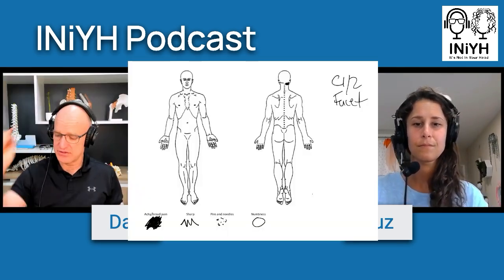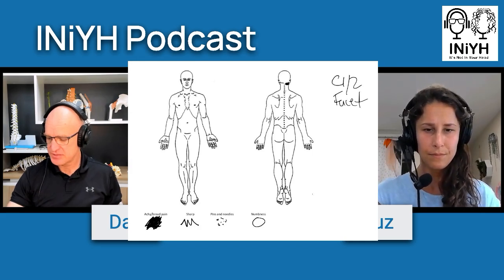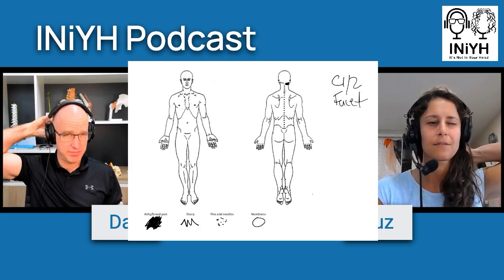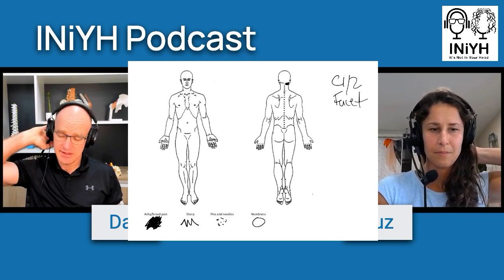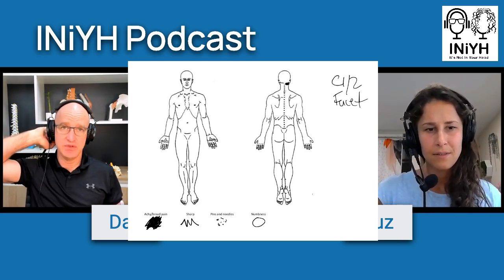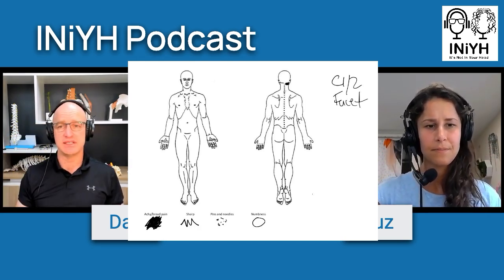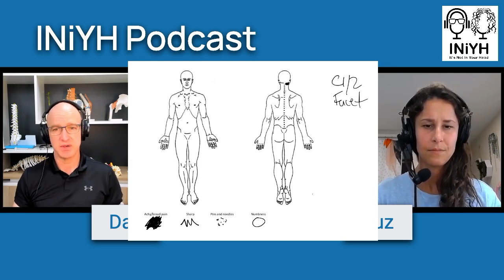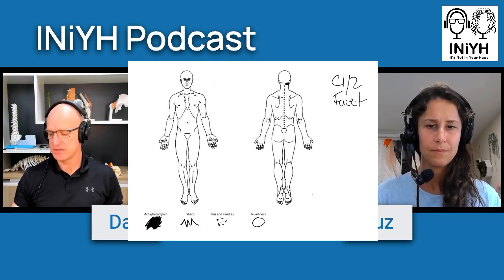So we'll go through from C1, 2, which is your atlantoaxial joint. That will give you focal pain right at the top of your neck, just below your occiput, which is the bony part at the back of your head. You most commonly see that in older patients because it's where people are developing osteoarthritis.